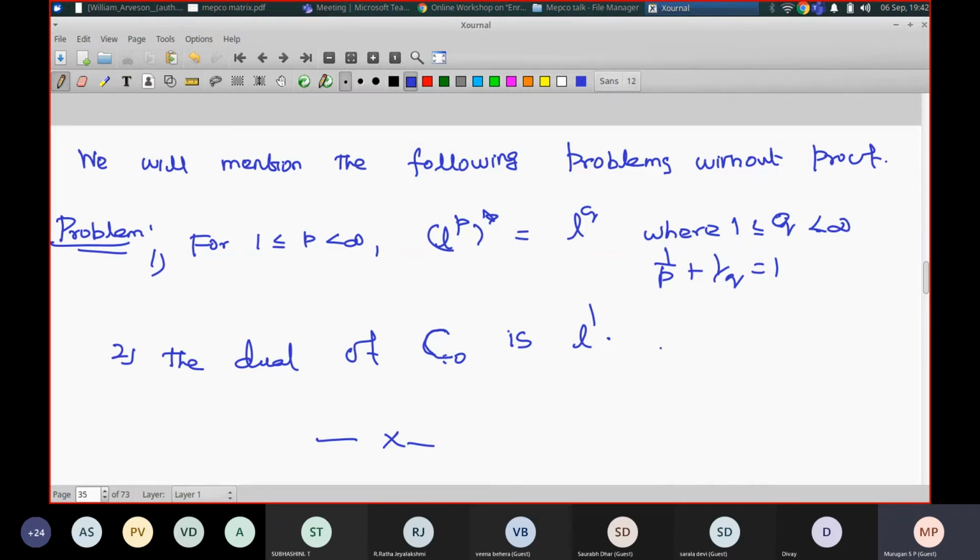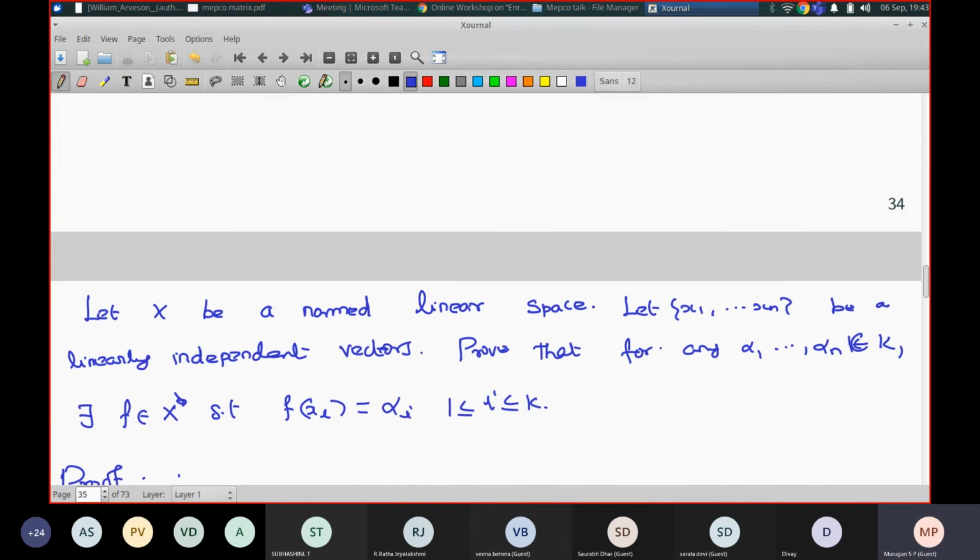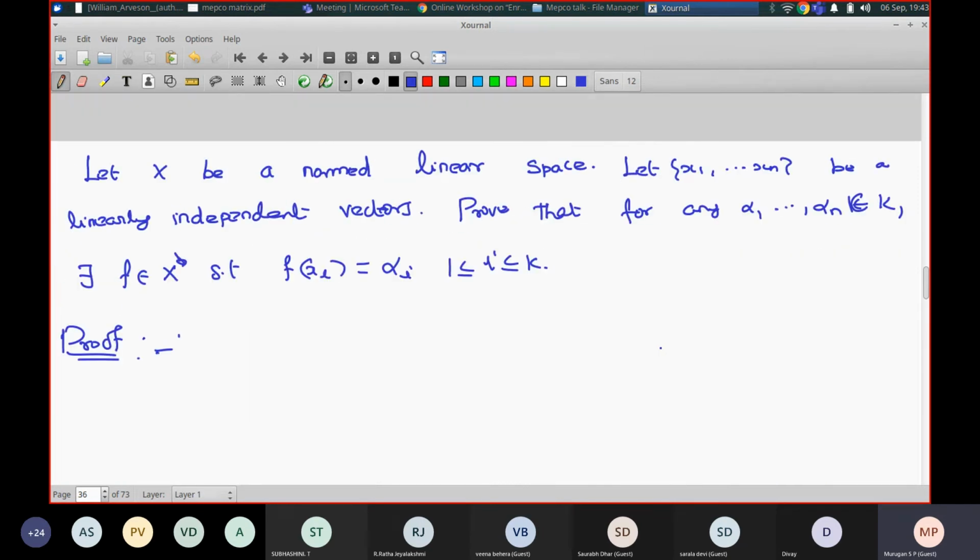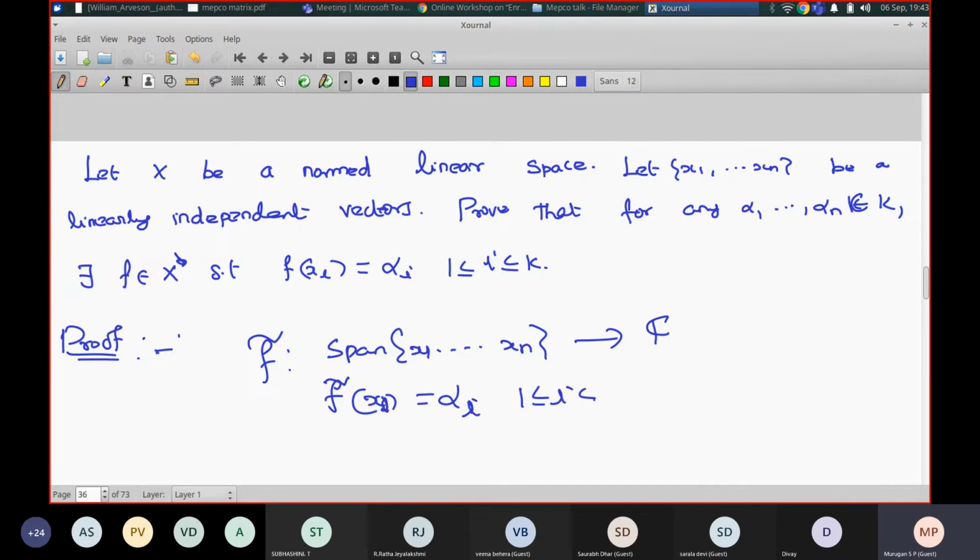I am not going to prove this because we don't have time. This is also very easy, a simple exercise. By using the Hahn-Banach theorem, you can easily define it. I am just sketching the proof. First, define a map f tilde from the linear span of x1 to C, by f tilde of xi equals alpha i, for i from 1 to n.